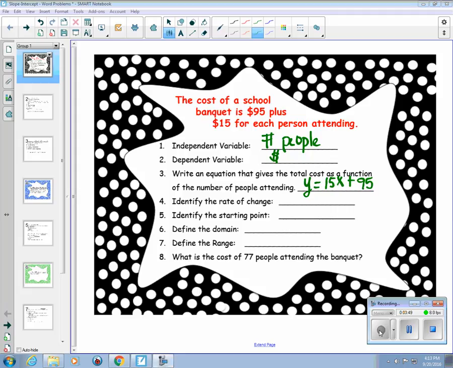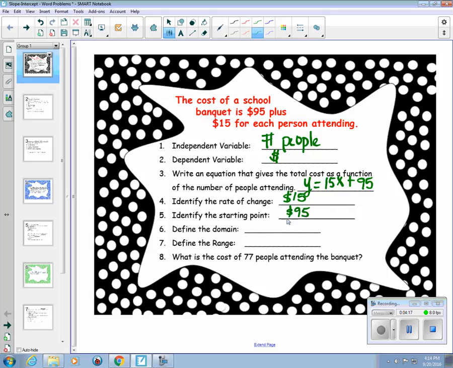All right. So identify the rate of change. What's the rate of change? 15. Very good. It's $15 per person. What's my starting point? 95. That's your y-intercept.